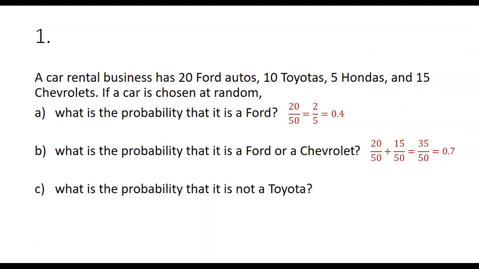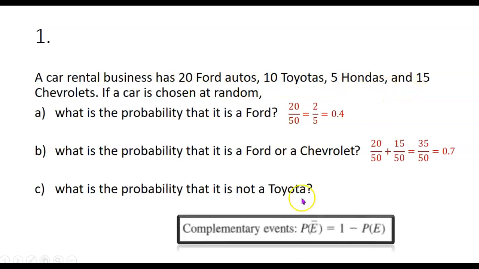C, what is the probability that it is not a Toyota? Well, we could just add up all the cars that aren't Toyotas, all the non-Toyotas, the 20 Fords, the 5 Hondas, the 15 Chevrolets. Or we could take advantage of the rule for complementary events, which says that the probability of something not happening or not being true is equal to 1 minus the probability that it does happen or is true. So here we could take 1 minus the probability that the car is a Toyota. So 1 minus 10 over 50, and that would be 40 over 50 or 0.8.